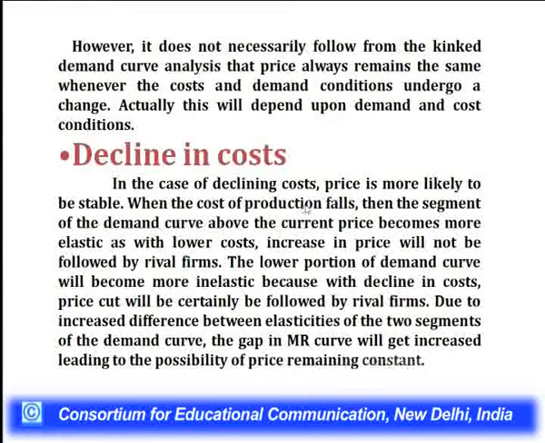When the cost of production falls, then the segment of the demand curve above the current price becomes more elastic, as with lower costs, increase in price will not be followed by rival firms. The upper portion will become more elastic. Why? You can think of that if the costs go on declining, then every firm would like to cut the price to attract more customers. If one firm increases the price, others will not follow because they will be afraid of losing the customers.